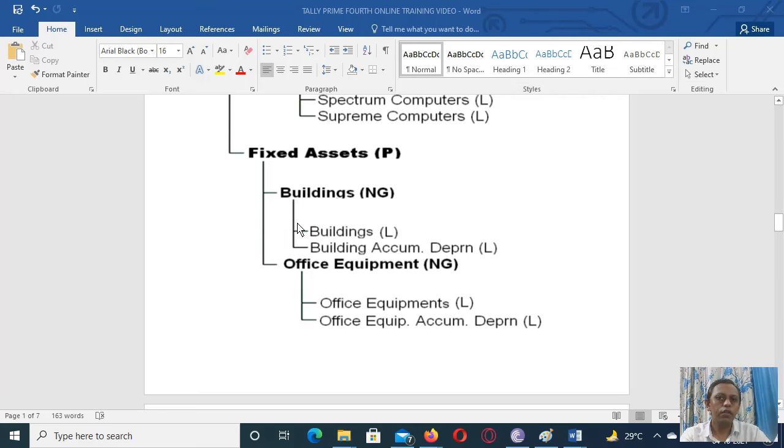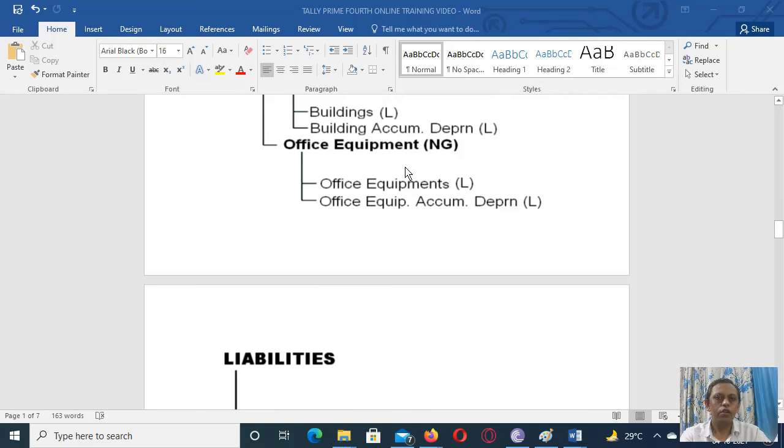So here we have two new groups, one is office equipment and one is buildings. So the buildings ledger will come under the buildings group, and its primary group will be fixed assets. So fixed assets will be the primary group for this type of ledger. After that, the asset side is complete.